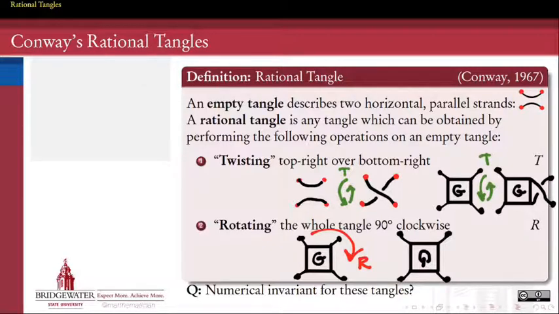Today's goal is to get us into thinking abstractly about these two operations, the twisting operation and the rotation operation, with a particular eye towards two questions. First, how do twists and rotations interact with one another? What are the relationships among T and R that can help us to describe what that structure is? And then the second-level question: how do we undo twisting and rotation?